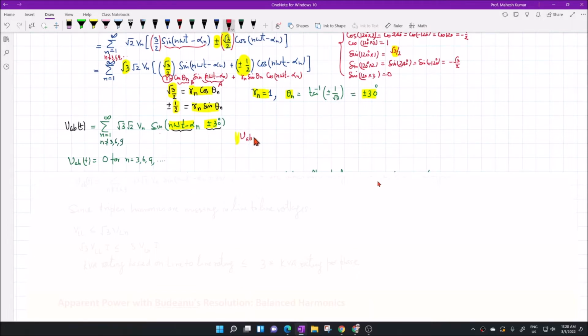Because for 3, 6, 9, if you find out, let us say VAB3, you can say VAB3 is nothing but VA3 minus VB3. So what happens? VA3 is root 2 V sin of 3 omega t minus alpha 3, and VB3 becomes root 2 V sin of 3 omega t minus 120 degree, and then minus alpha 3. So 3 into 120 becomes 360, which is 0, and therefore the third harmonic gets cancelled. Similarly, 6, 9 or any integer multiple of 3 harmonics get cancelled.